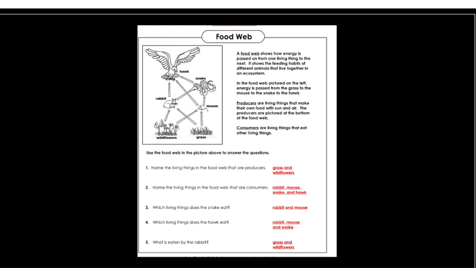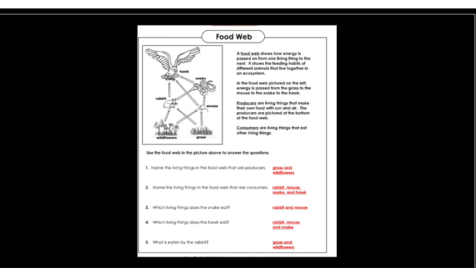And number four, which living things does the hawk eat? The hawk eats three things. We look at the example. The arrows are pointing towards the hawk from three things. So what are those three things? The rabbit, the mouse, and the snake.